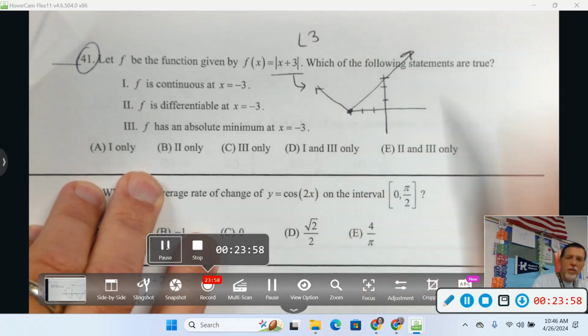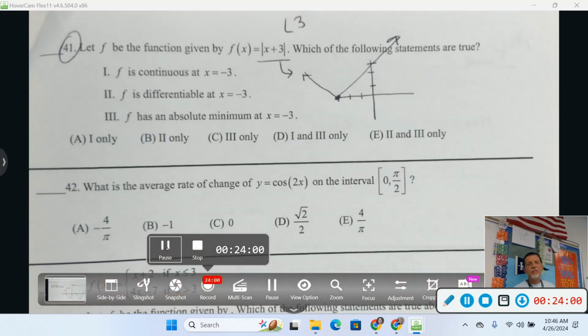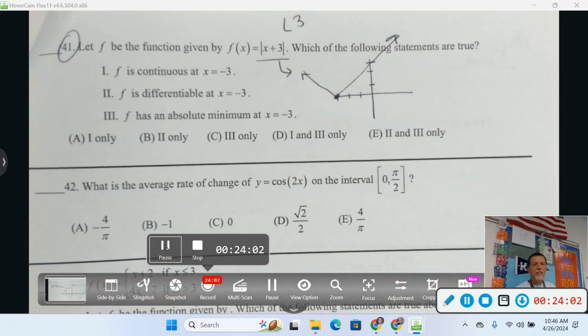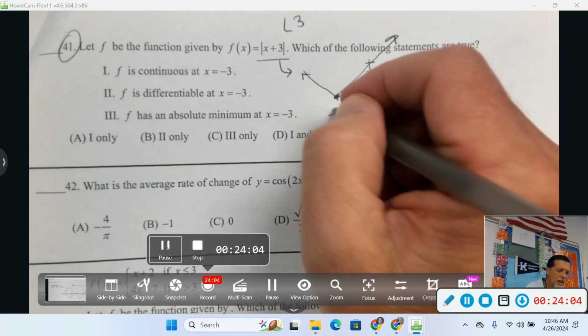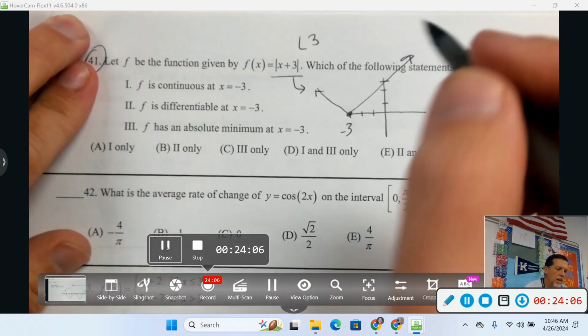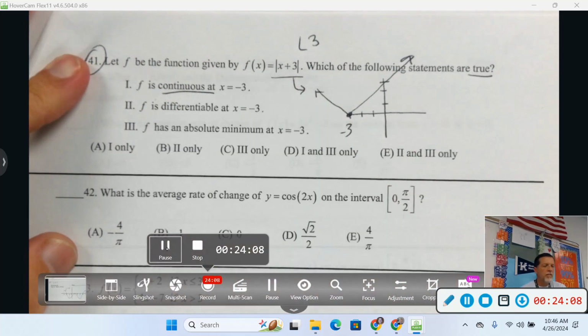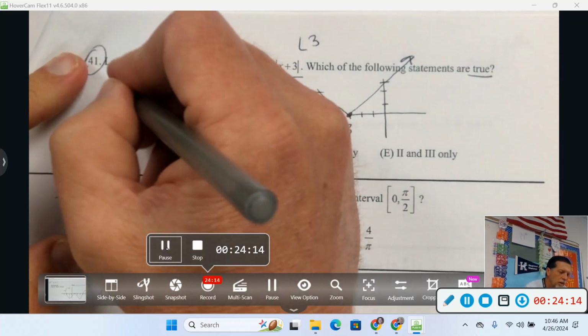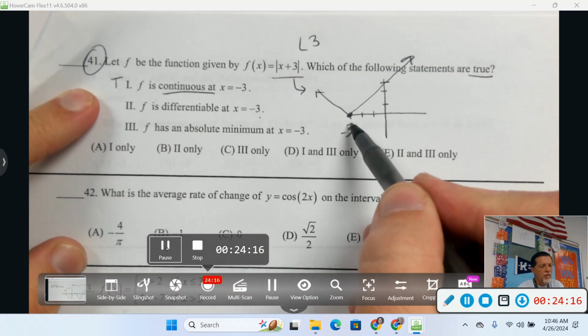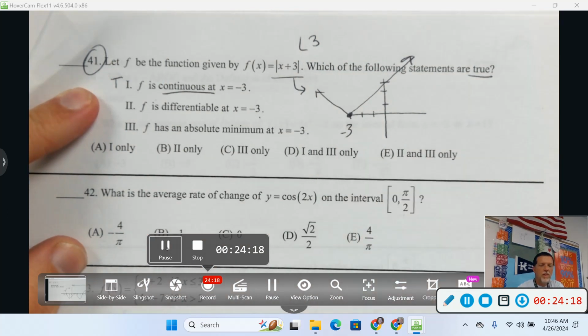So there's the picture. Now I think I can answer the questions. Is it continuous at negative 3? Yeah, I can just keep drawing the line. That's true. Is it differentiable at negative 3? Why not? You're right, it's not.